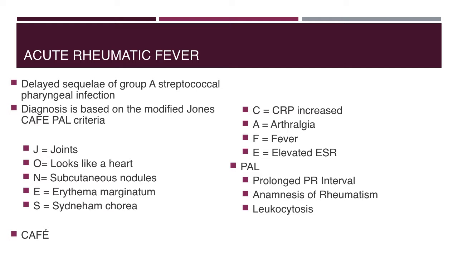Jones-Caffey-Powell criteria. So if you look at this, the J is for joints, so your polyarthritis. O, they look like a heart patient. N, they have subcutaneous nodules. E, they have the erythema marginatum. And S, they have the Sydenham chorea. The cafe part is that C is for the CRP is increased. A is for arthralgia, or pain in the joints. F is for fever. And E is for an elevated ESR.